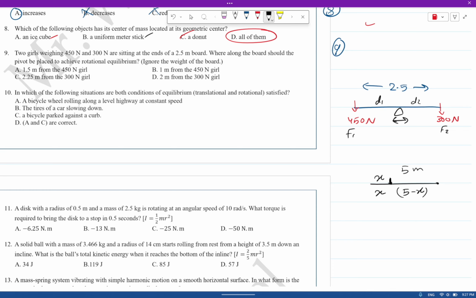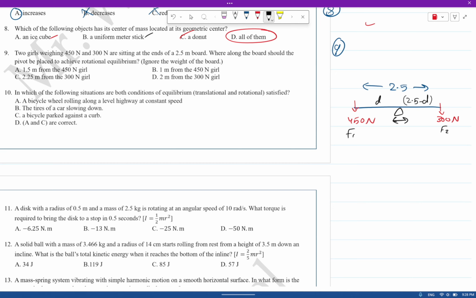If X is 1, then this side is going to be 5 minus 1, that is 4. If X is 2, 5 minus 2 is going to be 3. So this is exactly what we're going to do here. We'll call one side D, and the other side, because the entire length is 2.5, we'll say 2.5 minus D. That is basically what you need to do.